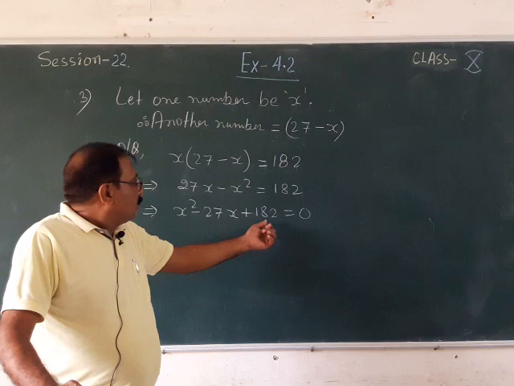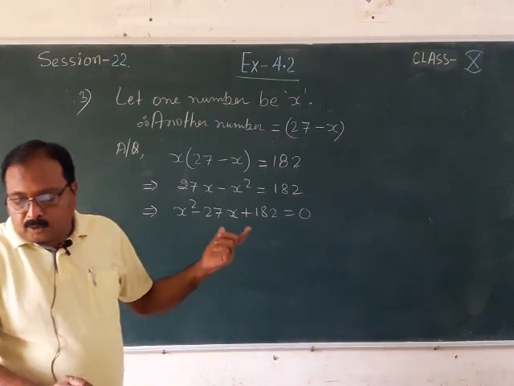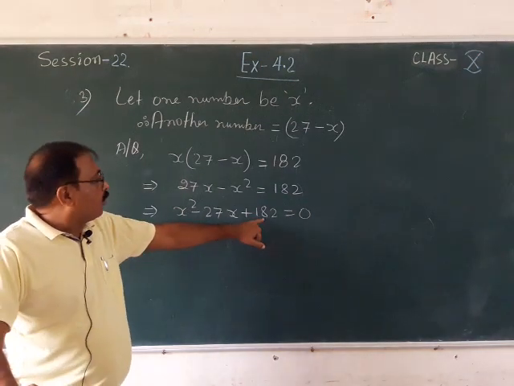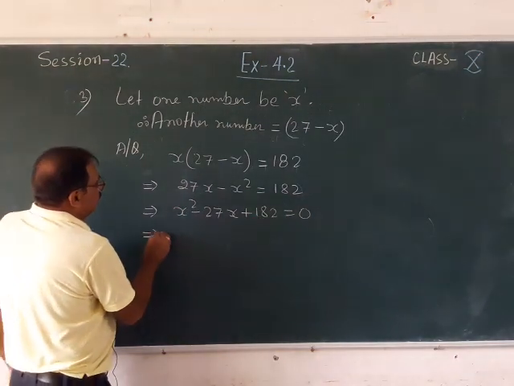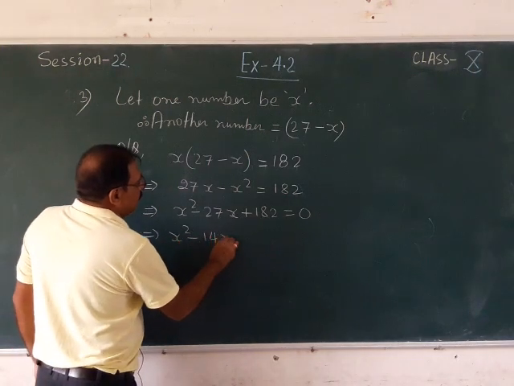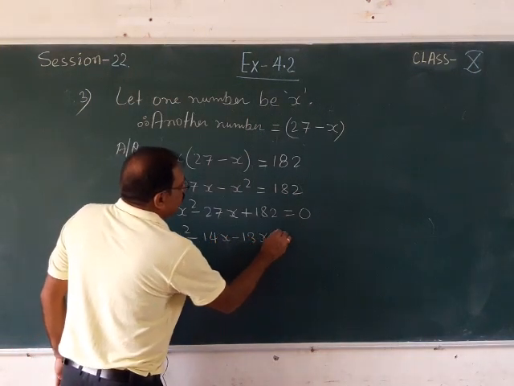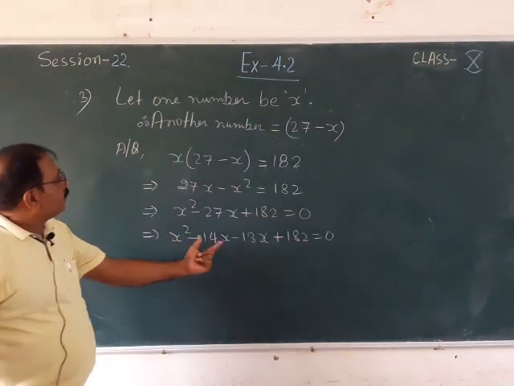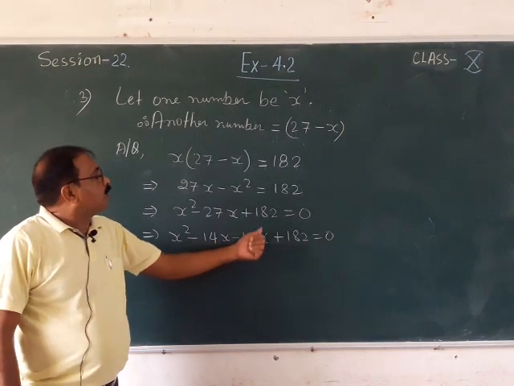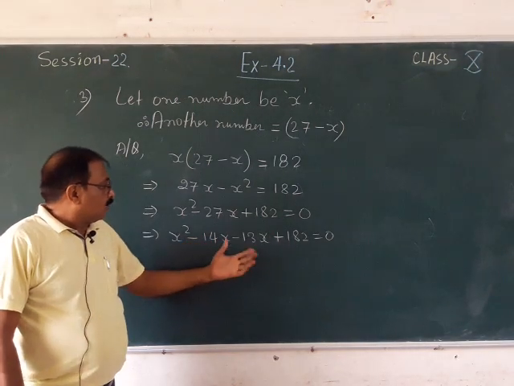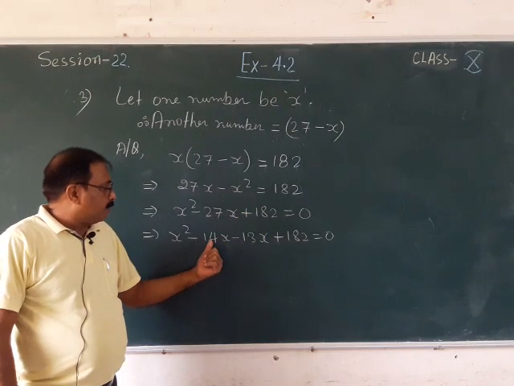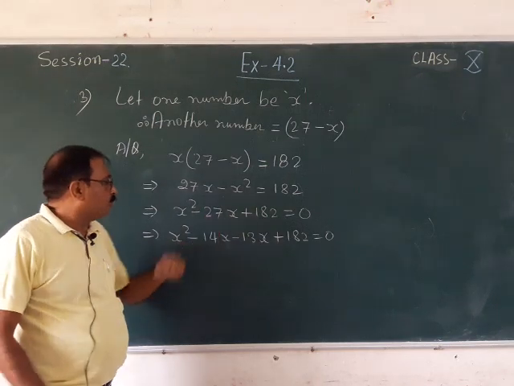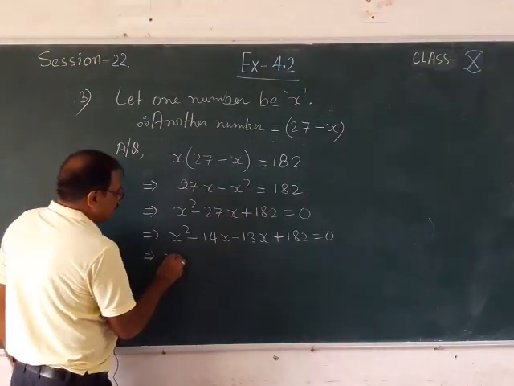Now you have to split the middle term so that you can factorize it. As you know, 14 into 13 will give you 182. So I can write here x square minus 14x minus 13x plus 182 equal to 0. Here the middle term is split. 14 into 13 will give you 182, and that is the suitable factor to get 27, because 14 and 13 becomes 27, minus 14 minus 13 is giving you minus 27.